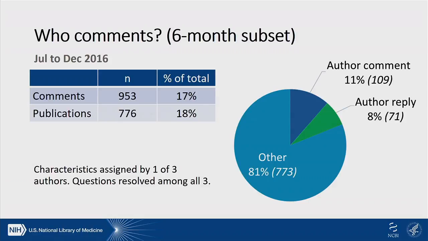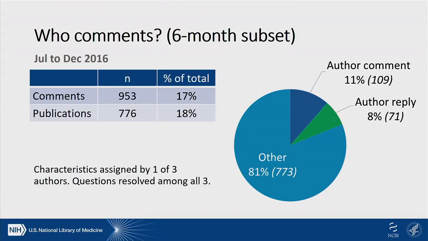For the study that I'm talking about here, though, we wanted to get a better sense of who is commenting on PubMed Commons. And for this, we took a 6-month subset from July to December of 2016. So this is just to show you that the proportion of comments and publications is similar to what we would expect, similar to the distribution across that 3-year period. And in keeping with our previous analysis from another time period, we once again see that about 20% of the comments are contributed by authors.